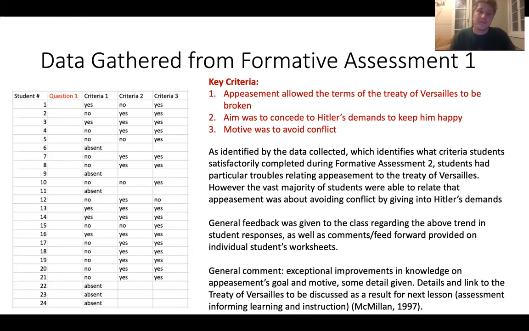So I gave them that general feedback verbally, and then obviously I gave every student individual comments for feed forward. Again, looking at our diagnostic assessment where they had no idea what appeasement was, this is obviously a large improvement.